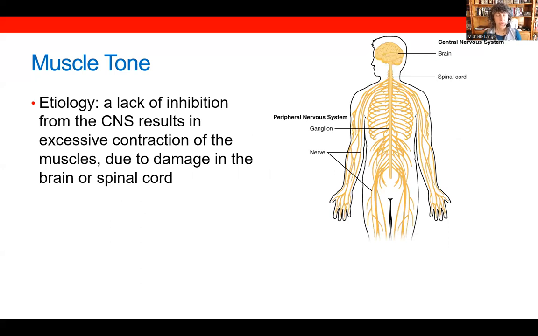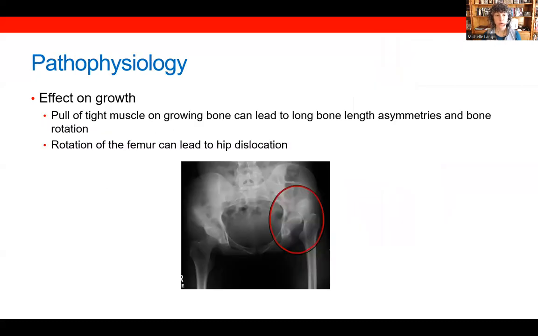So what exactly causes an increase in muscle tone? Well, if there's not enough inhibition to the muscles from the central nervous system, that's the brain and spinal column, then that results in excessive contraction of the muscles because that GABA, that neurotransmitter, isn't coming down and inhibiting those excited muscles. And this is due to damage somewhere in the brain or the spinal cord.